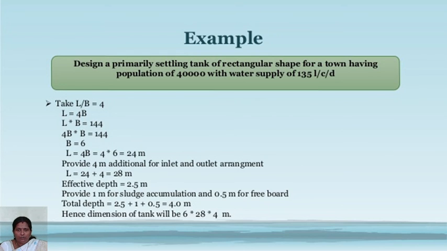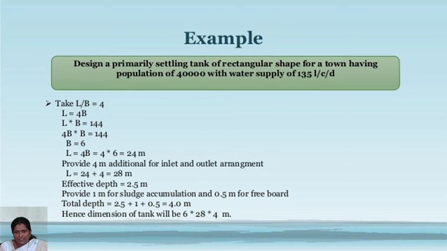Then take the L by B ratio as 4. L equals 4 times B. You find out length value. Length equals 24 meter. Provide 4 meter additional for inlet and outlet arrangement. Then L equals 28 meter.